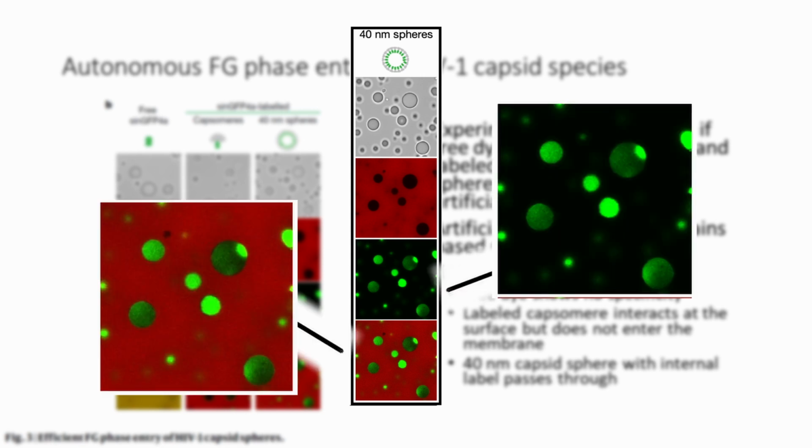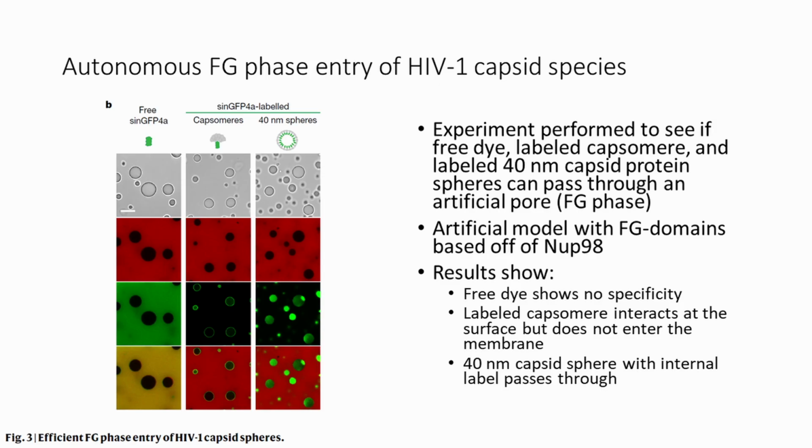Next up, we have our 40 nanometer capsid sphere back from those original experiments with the encapsulated fluorescent tag. And you can see that this obviously goes through the membrane. There's very clear localization within the membrane. You can see those beautiful green spots. So these results are great. They show that your experiment can work, but they really are just proof of concept at this point.